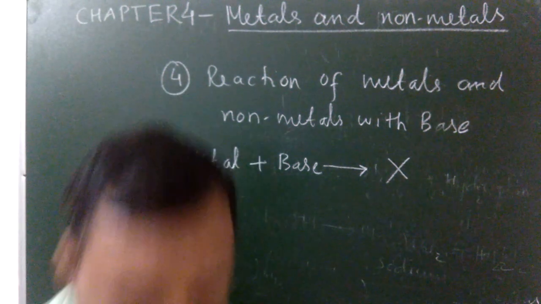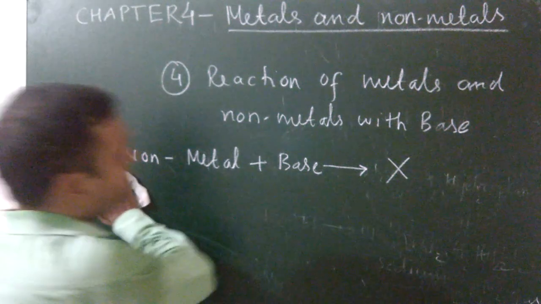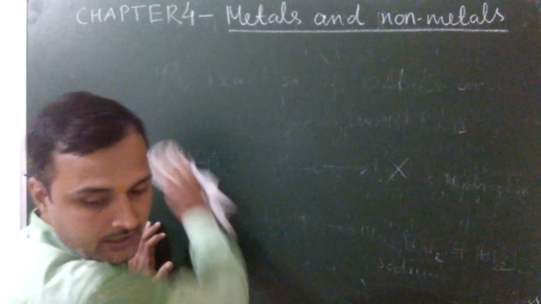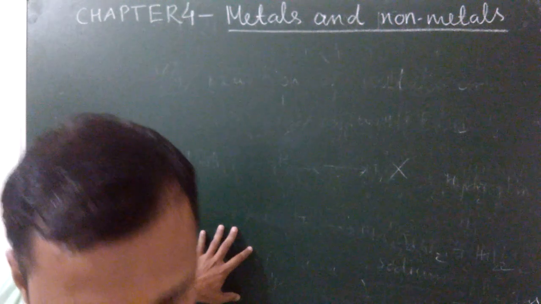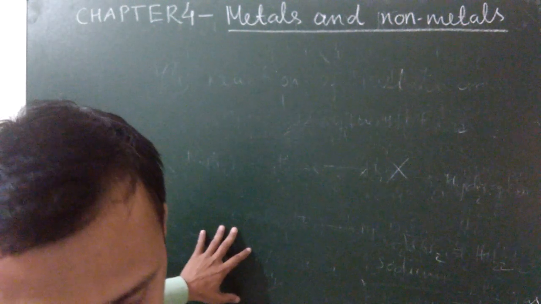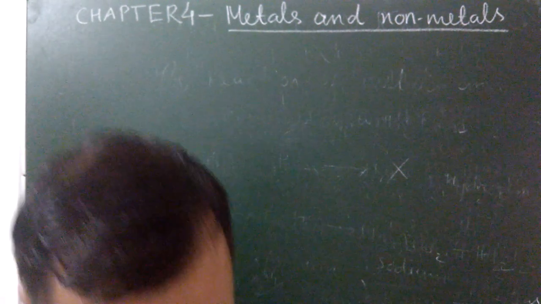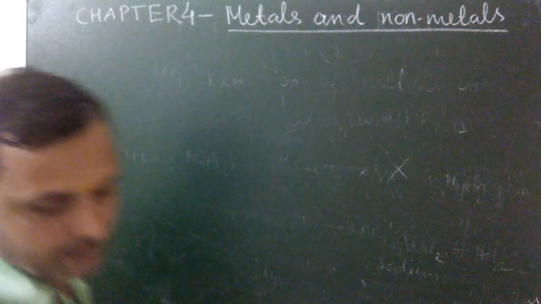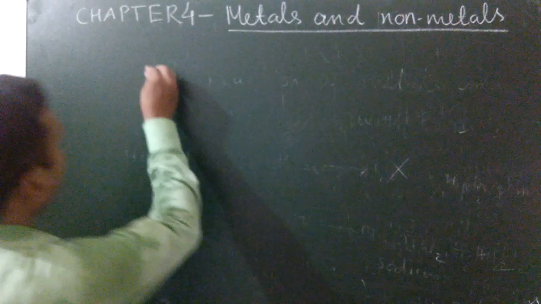Now come to the next. What do you mean by the term reactivity series? The chemical properties are over, a total of four chemical properties. And what do you mean by the term reactivity series? It is given in your book, page number 46. Reactivity series of metals.